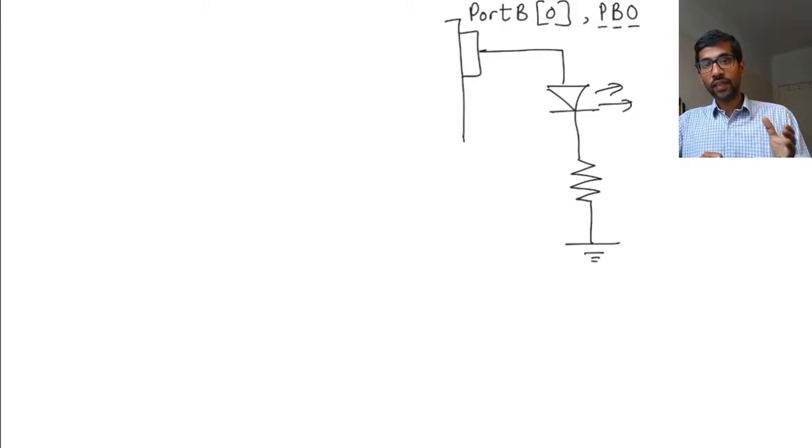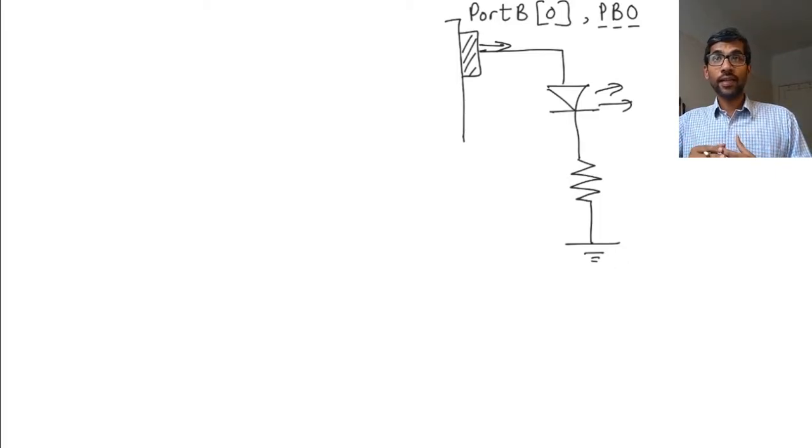The first thing I want to do is set this pin as an output, right? Because I want to output a 0 or a 1 to the LED. When I output a 1 to the LED, that is as if I am applying 5 volts to the LED, and so the LED turns on. If I apply 0, it's as if we are applying 0 volts to the LED and the LED turns off.